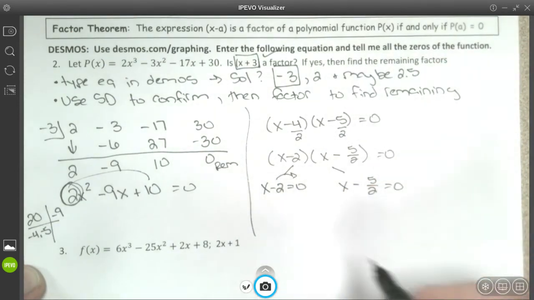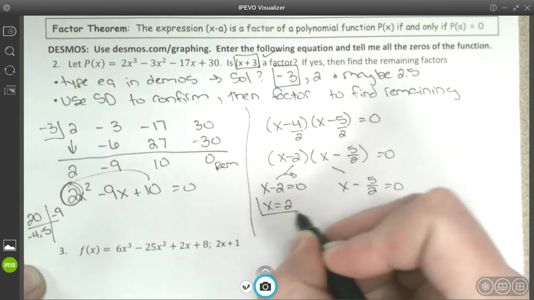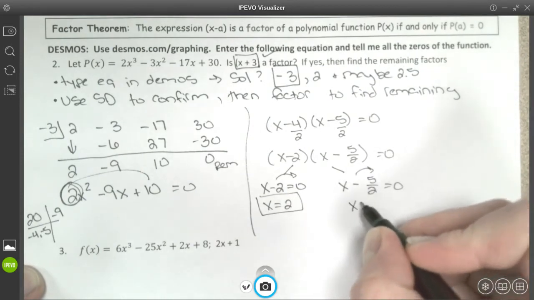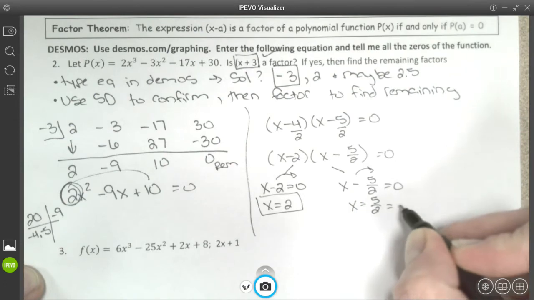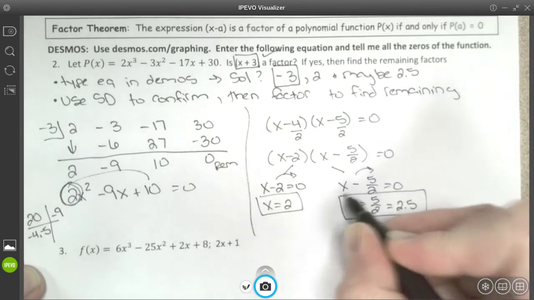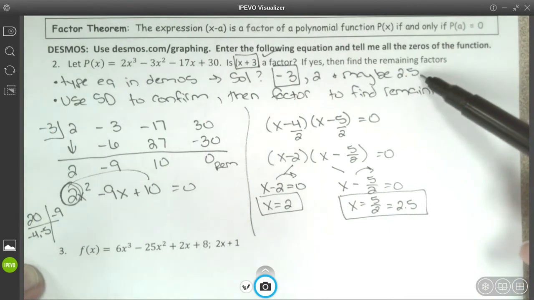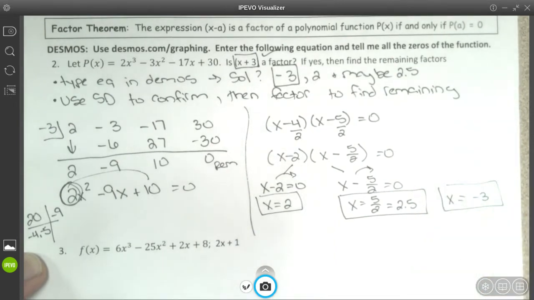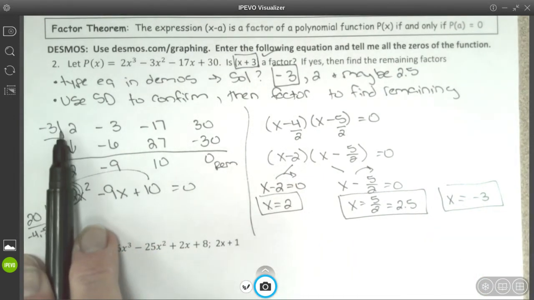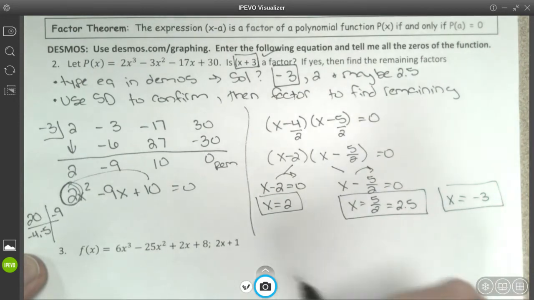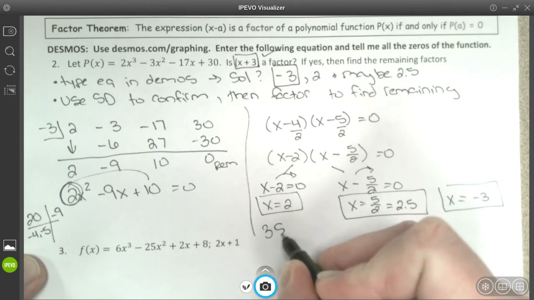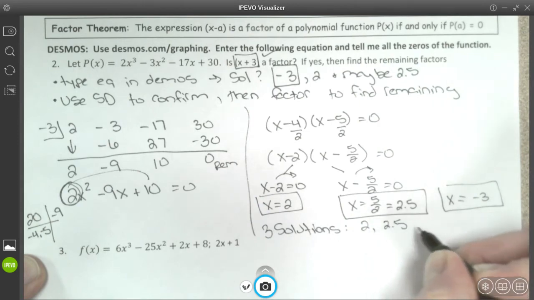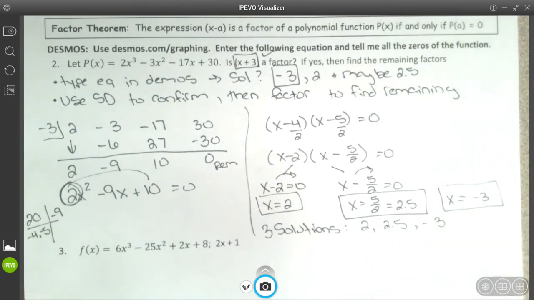I'm going to add 2 to both sides. So x equals 2 is one of my solutions. Add the 5 halves over to the other side. So x equals 5 halves, or that's the same thing as 2.5. So it looks like I was correct in my guess. And then I also know that negative 3 is one of my solutions from when I did synthetic division. And so my three solutions are 2, 2.5, and negative 3.